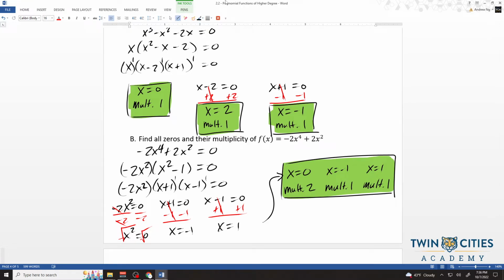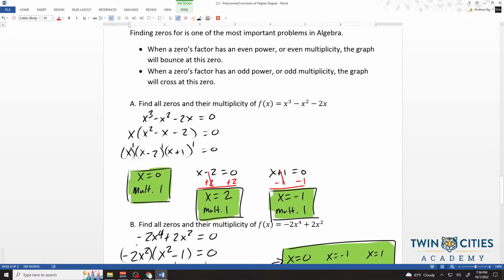Okay, what does this mean? Let's go back to this first example. I've got a multiplicity of 1 on the zero x equals 0. I've got a multiplicity of 1 on the zero x equals 2. And I've got a multiplicity of 1 on x equals negative 1. So this tells me that since all of these have an odd multiplicity, the graph will cross at these zeros. We could have something that looks like this. At 0, I know I've got a point here. At 2, I've got a point here. And at negative 1, I've got a point here.